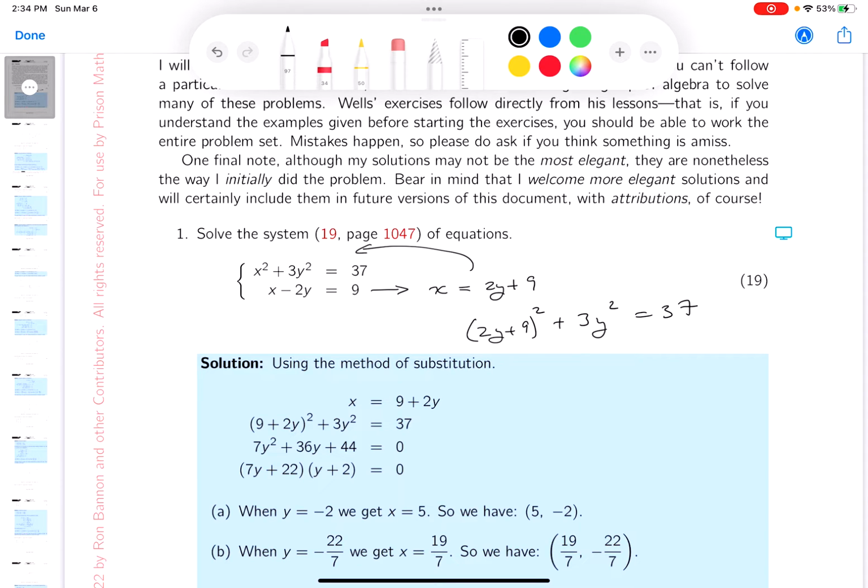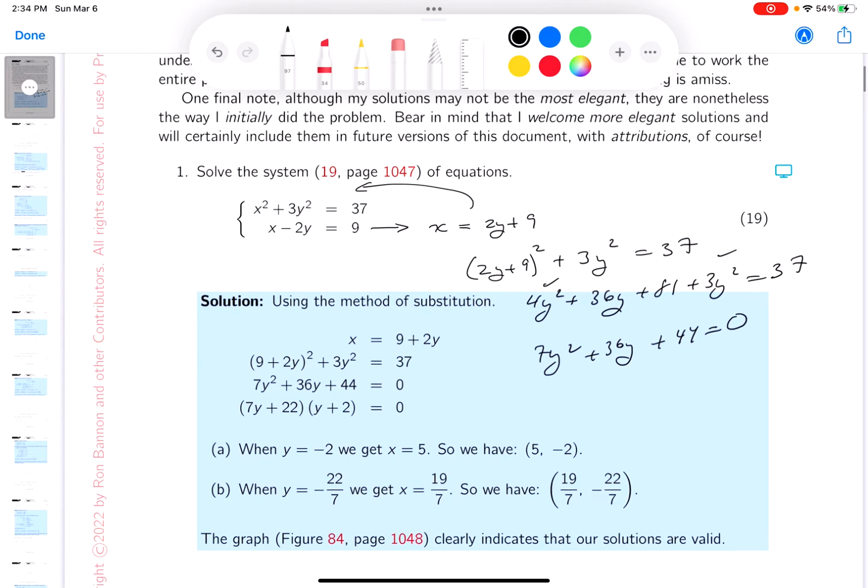I got an equation in one unknown now, and I'm not going to say it's terribly difficult to solve, but it does require some work. Let's go through that. So 4y squared, then 36y plus 81, plus 3y squared equals 37. I'd get 7y squared plus 36y, and then 44, right? I'm taking 37 from both sides. Let me make sure. Yeah, that's good.